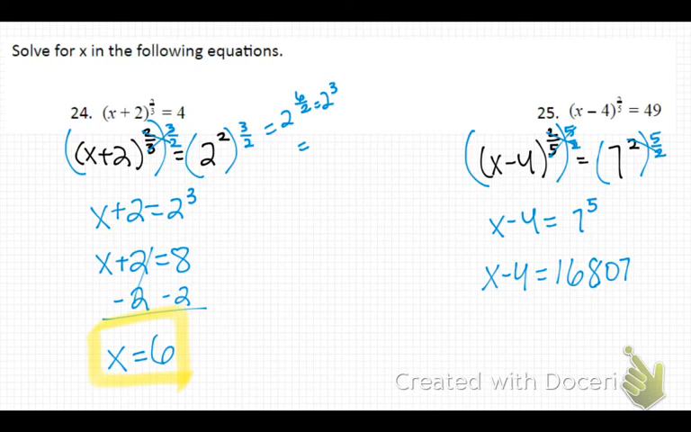Okay. How do I solve for x? Subtract? I'm going to add 4. Okay, so I have x equals 7 plus 4 is 11. Carry the 1. So I have 16,811 as my answer.